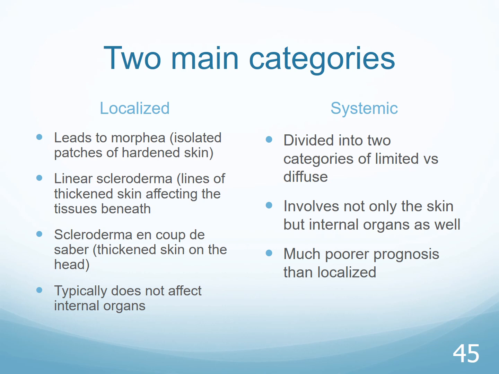So now, systemic scleroderma is much more serious and much more complex. It is divided into two categories of its own, and that is limited and diffuse. And it will involve not only the skin, but internal organs as well. So sometimes this disease can be fatal. There is a much poorer prognosis with systemic scleroderma than with localized.